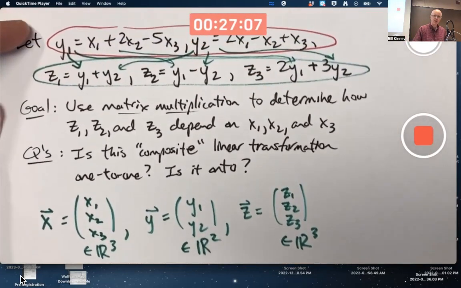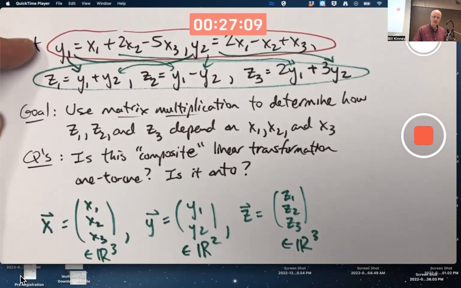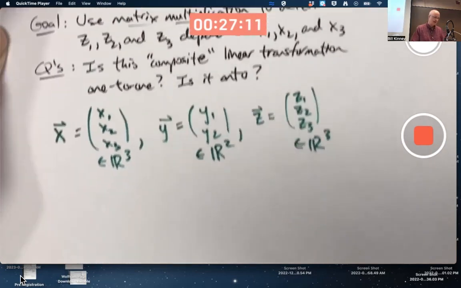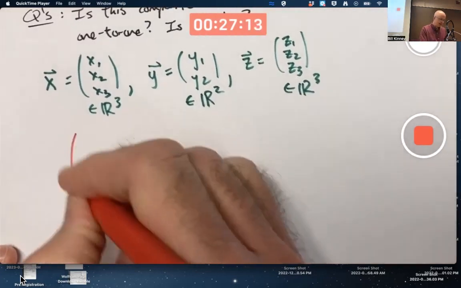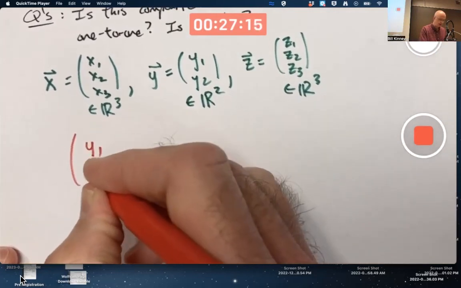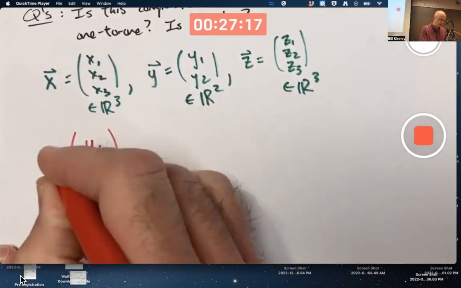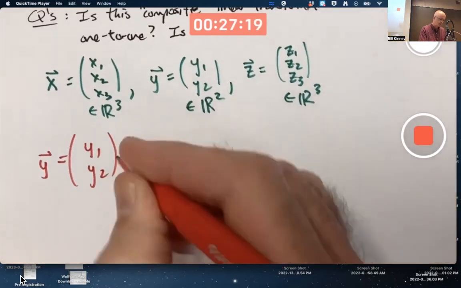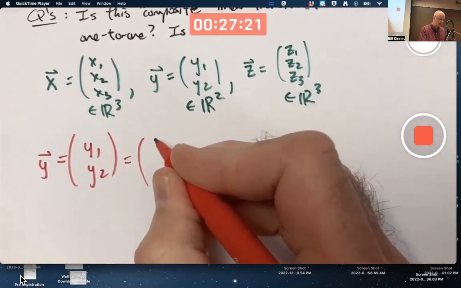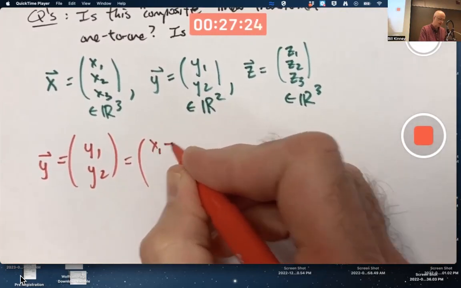This one lives in R2. This one is an element of R3. Three-dimensional vector, two-dimensional vector, three-dimensional vector. Okay, focus first on how y depends on x1, x2, and x3. I'm going to write it in vector form here first. Vector y equals y1, y2. Go ahead and replace y1 and y2 with how they depend on x1, x2, and x3.